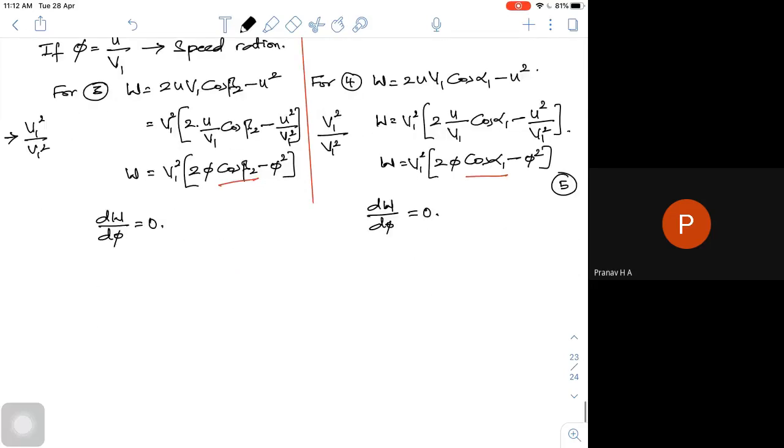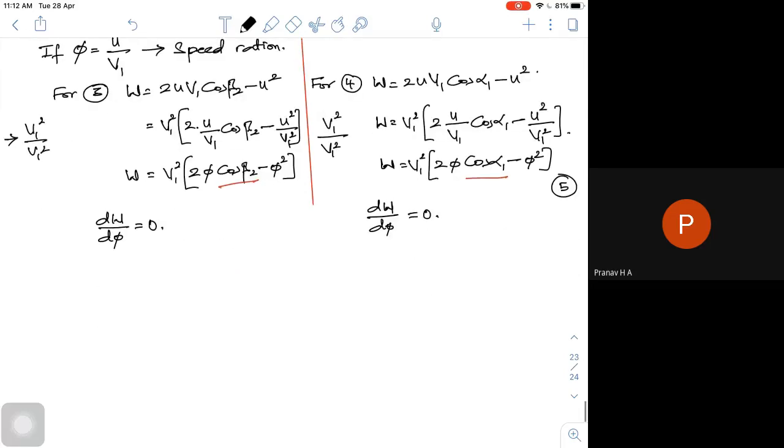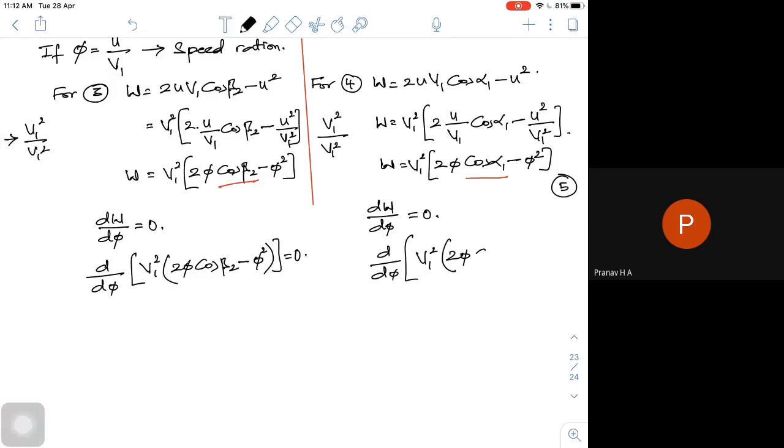So if I take the left hand side, d by d phi into V1 square into 2 phi cos beta 2 minus phi square is equal to 0. If I do it for one, the other will follow. Then here it will be d by d phi into V1 square into 2 phi cos alpha 1 minus phi square is equal to 0.